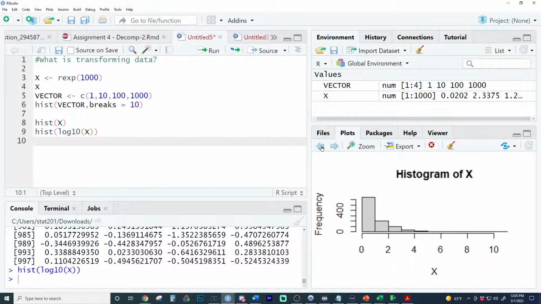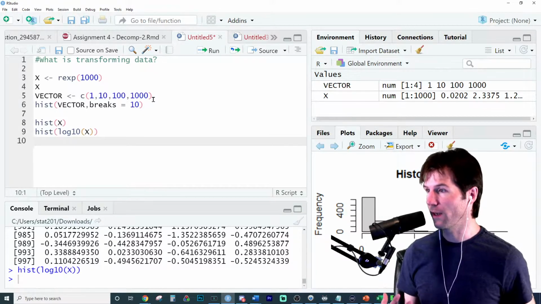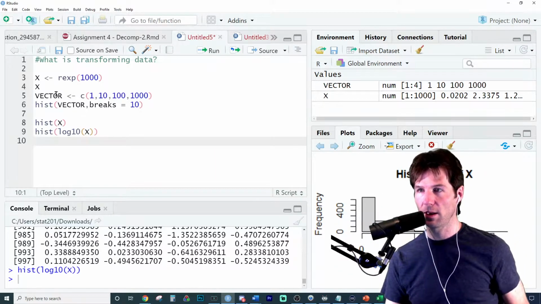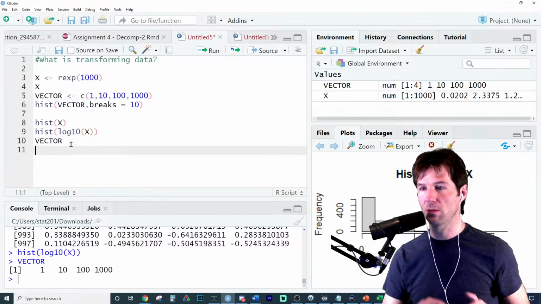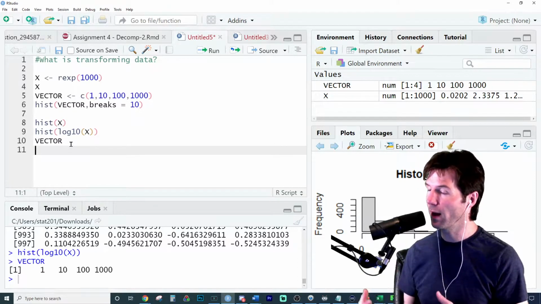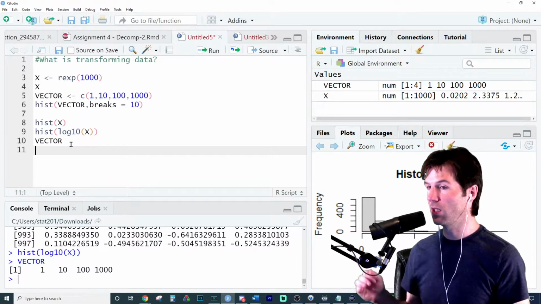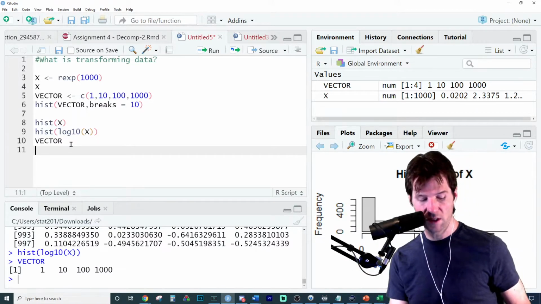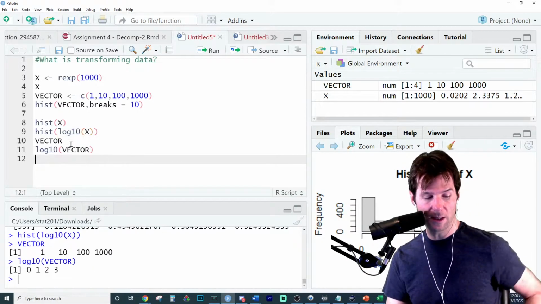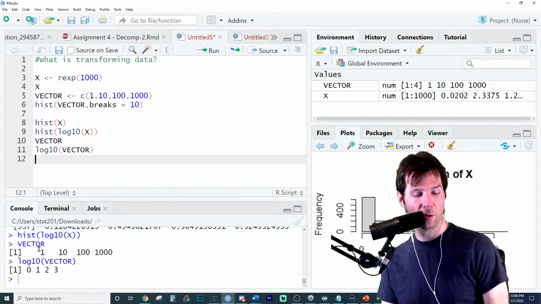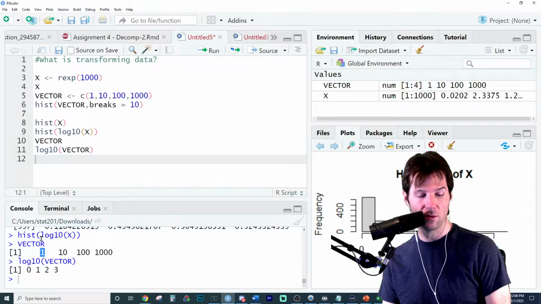So all these values here are transformed. It's important to understand that logs pull in extreme values. That's a very important thing to remember: when you log a vector like this one, 1, 10, 100, 1000, using log 10 brings it down to 0, 1, 2, 3. We should know a little bit of math to know how that's done, but the log question asks, what power do we raise the base of 10 to get 1?